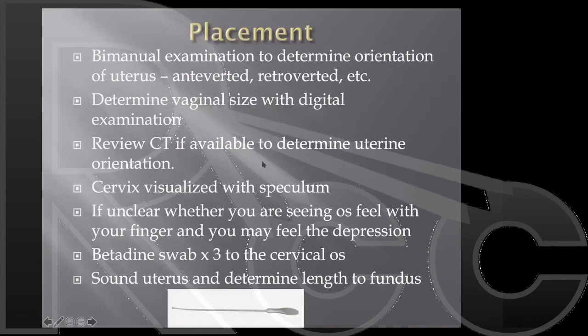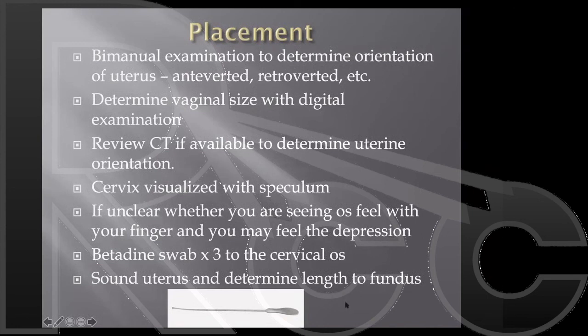Determine vaginal size with digital exam. That'll give you some idea of what size ovoids you can use, or what size ring you can use. The cervix is visualized with a speculum. If it's unclear whether you're actually seeing the os or seeing some abnormality within the tumor, you can actually feel the os much better than you can see it in many cases. So you may want to do a digital exam and feel for the depression of the cervical os. We do betadine swab times 3 to the cervical os just to limit bacteria to some extent.